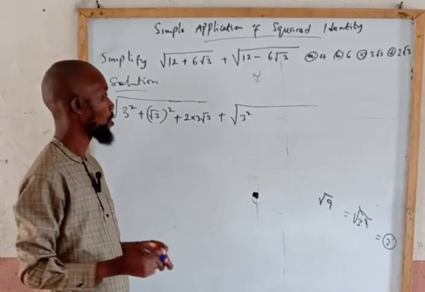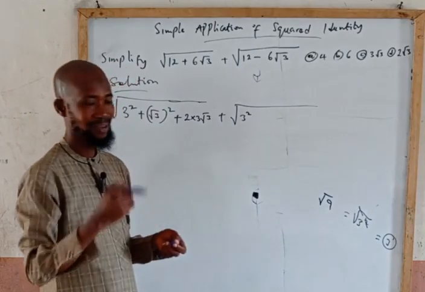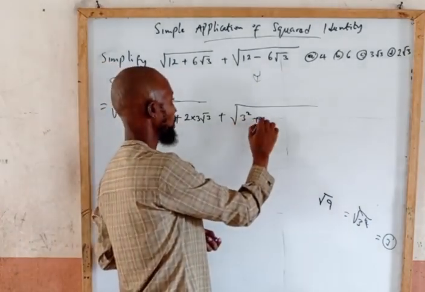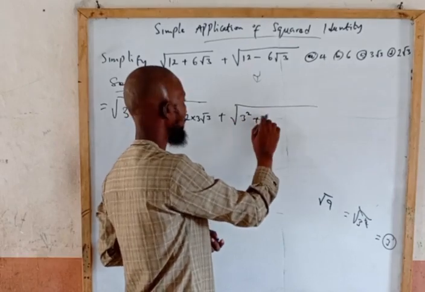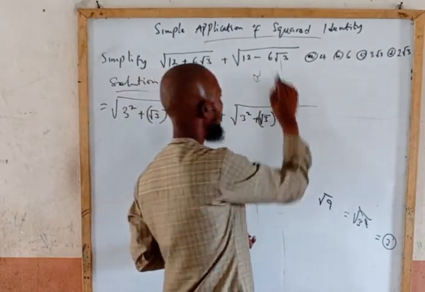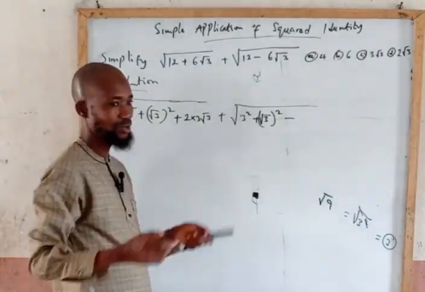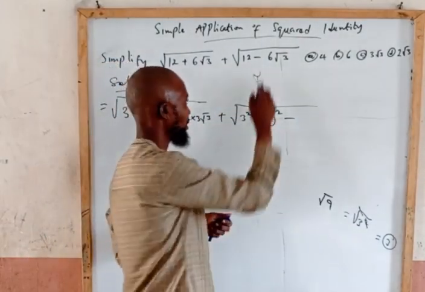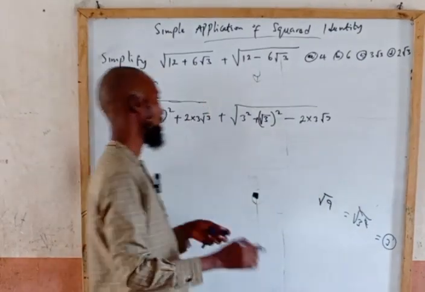So how do I come about that? The best way to write 3 in a perfect square is simply to say root 3 squared. Then minus what I have here. Also remember that this 6 I have here, I also want to express in the simplest form. In the simplest form, it is going to be written as 2 multiplied by 3 root 3.